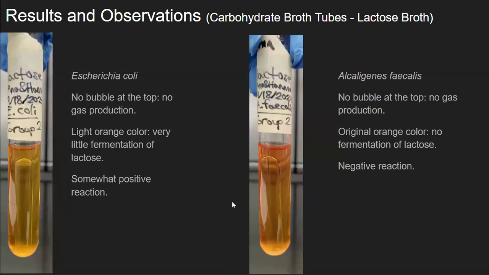Lactose broth. Escherichia coli had no bubble at the top, indicating no gas production. It also changed to a light orange color, with very little fermentation of the lactose, indicating a somewhat positive reaction. Alkaligenes faecalis, on the other hand, while also having no bubble at the top for no gas production, retained its original orange color, indicating no fermentation of lactose, a negative reaction.